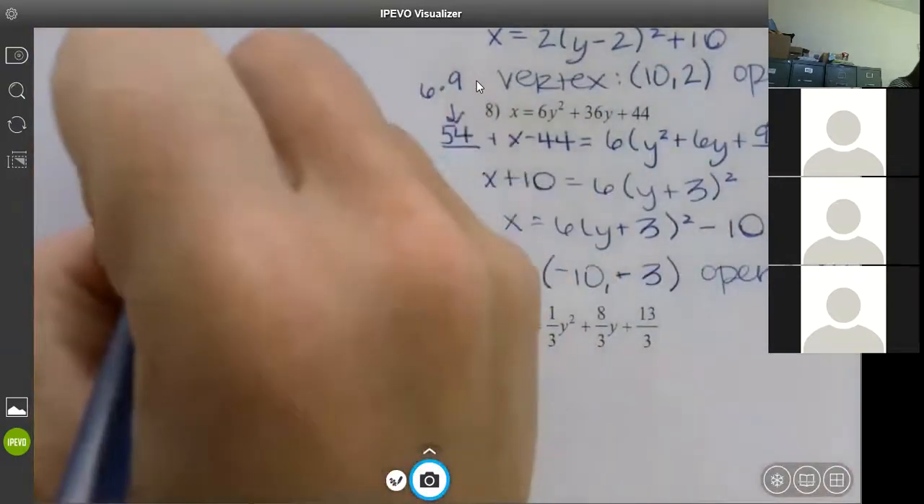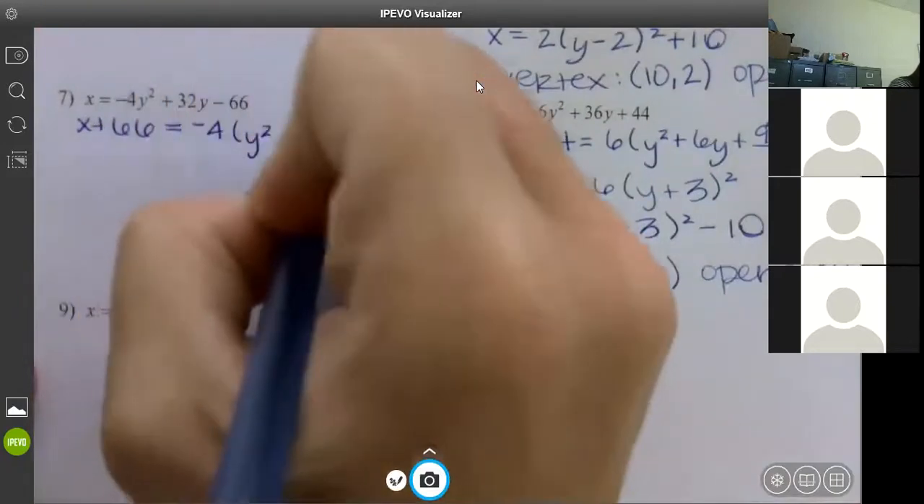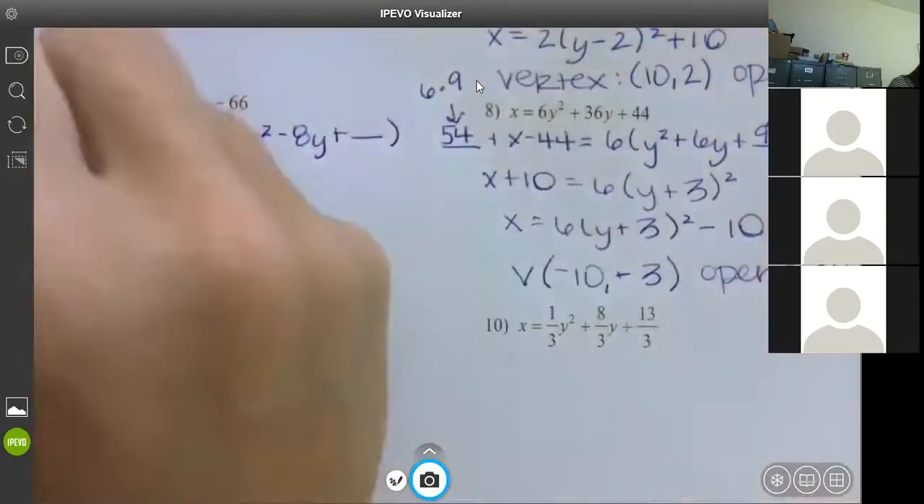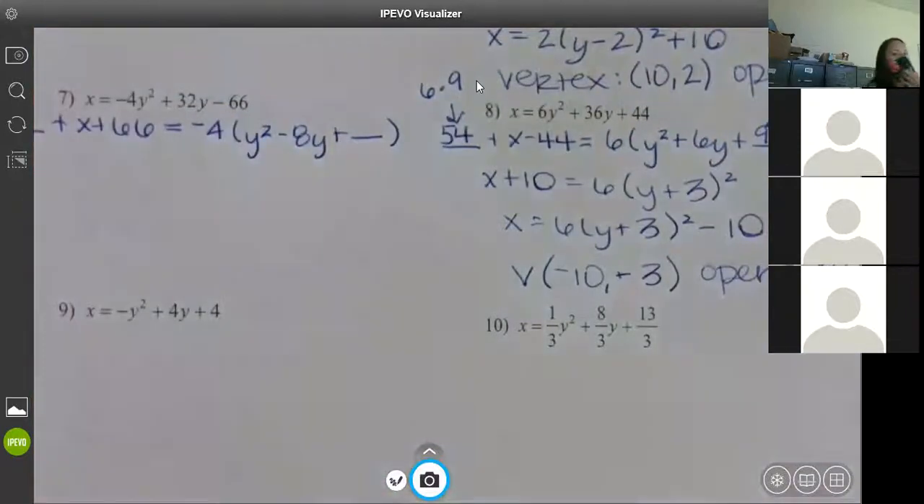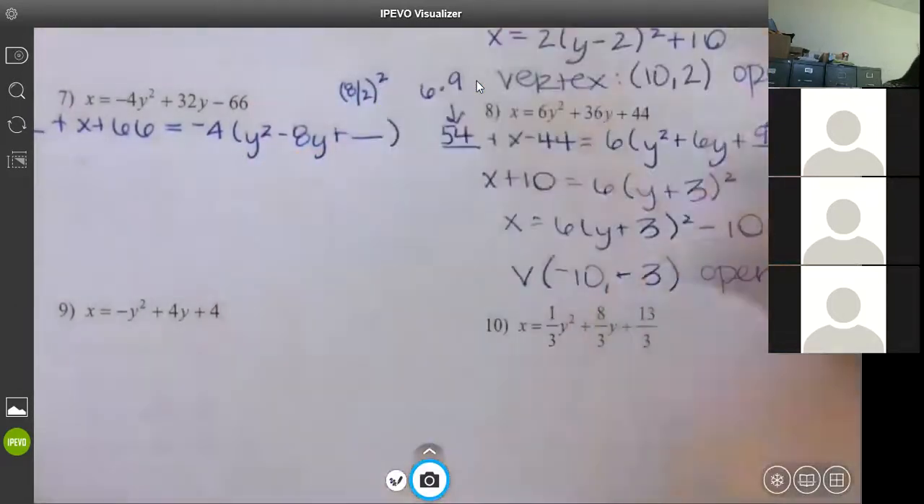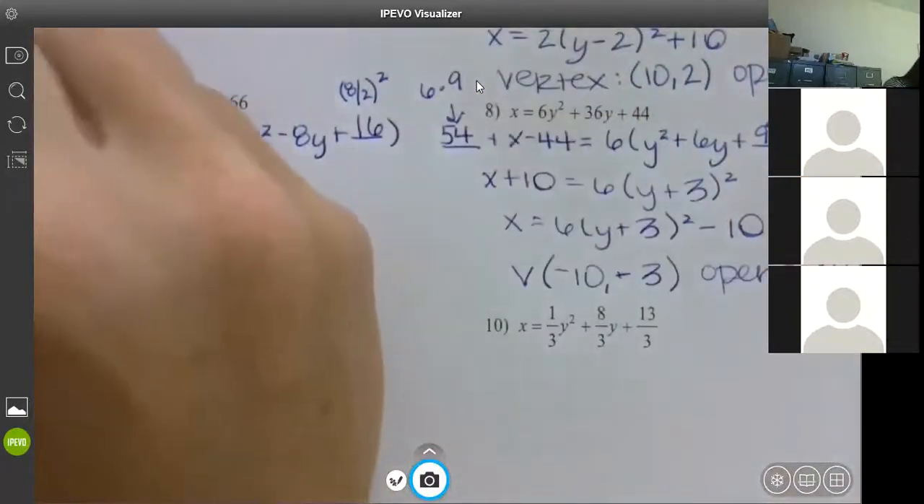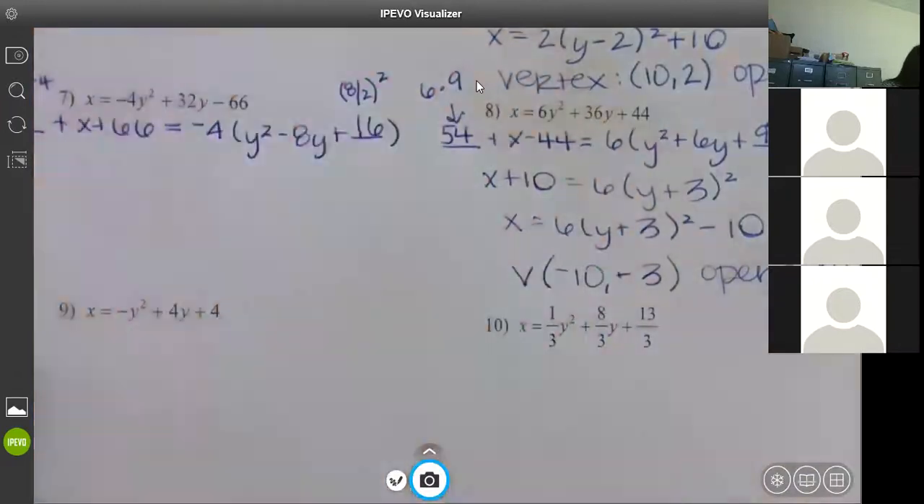Take out a -4. Add 66, take out a -4. So we get y squared minus 8y. Put your blanks in. 32 divided by -4 is -8. Take your 8, divide it by 2, and square it. Remember, in this one, 16 times -4.